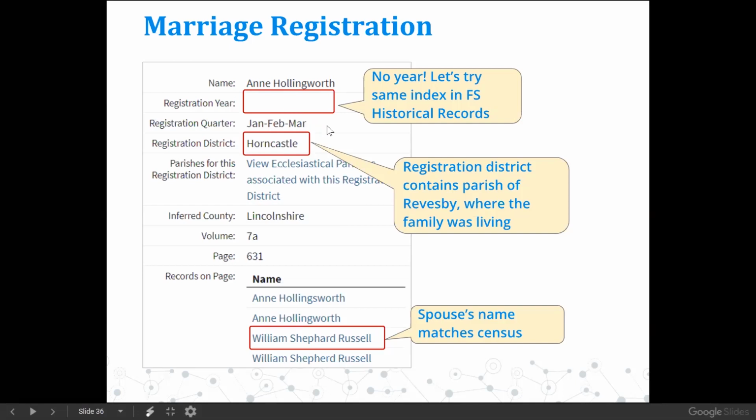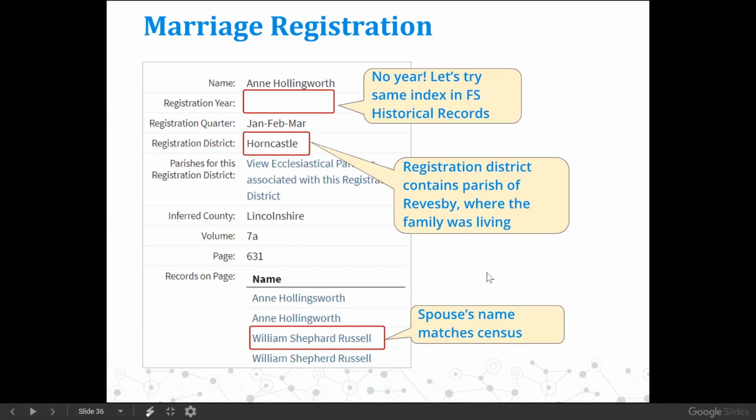And when we get over there, there's a couple of ways we can make sure that we found the equivalent record in FamilySearch Historical Records. One is obviously if the names match, also if the registration district matches, but also if the registration quarter matches, so we're in the first quarter of the year, and also if the volume matches.